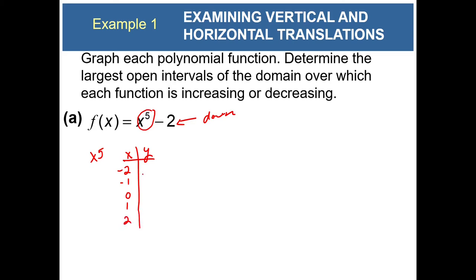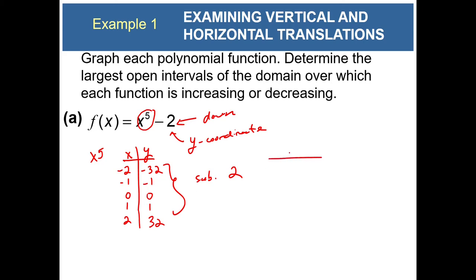Negative 2 to the fifth power is -32. Negative 1 to the fifth is -1. 0 to the fifth is 0. 1 to the fifth is 1. And 2 to the fifth is 32. So this is the graph of x^5. But I want to graph x^5 - 2. So this is going to affect the y coordinate. It's going to cause all of the y coordinates to be subtracted by 2. So that's what I'm going to do.